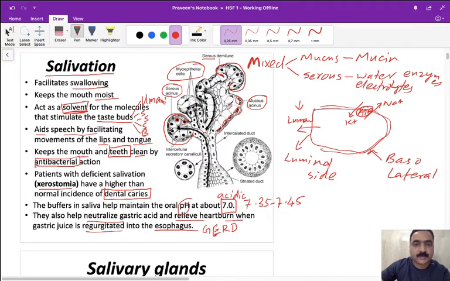When we have finished with the acini, the acini secrete the saliva into the duct. We have two different types of duct: the intercalated duct and the striated duct. The intercalated duct mainly handles the H+ ions and the bicarbonate.